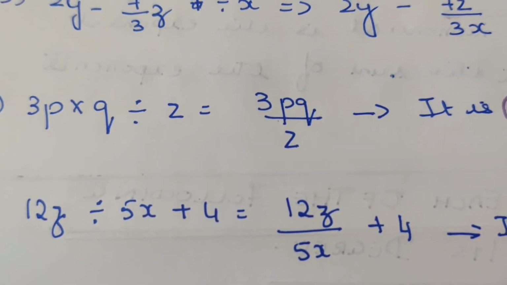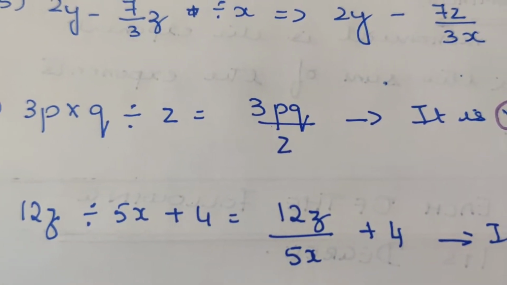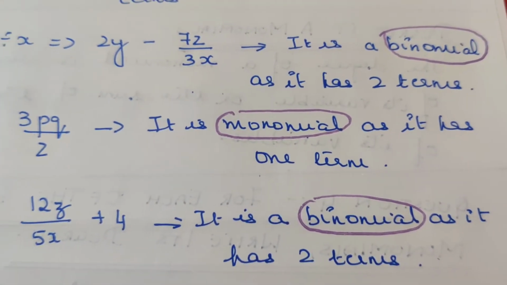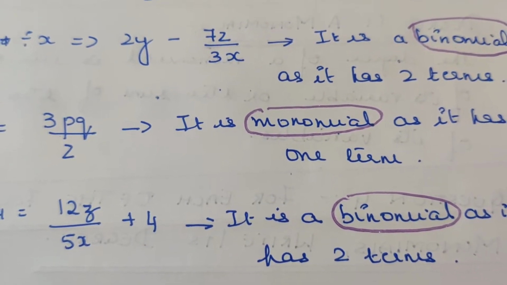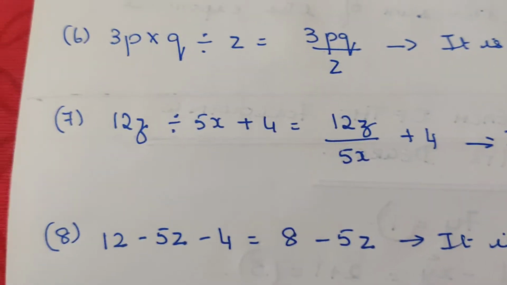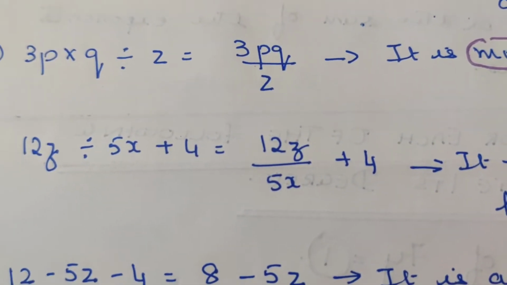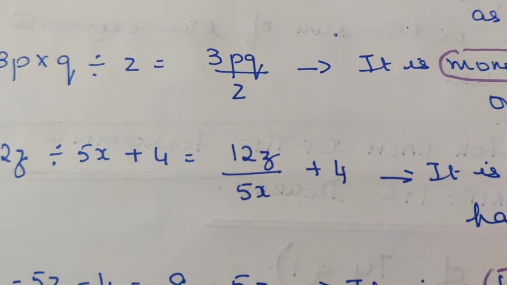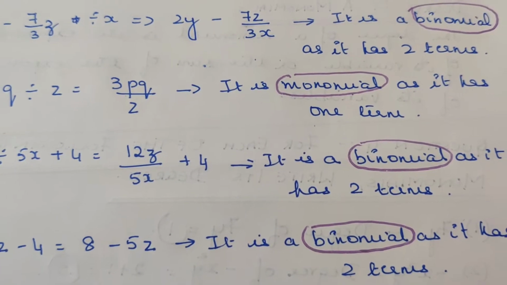Next one, 3p into q divided by z. This is nothing but 3pq by z. So this is a monomial since it has only one term. Next one, 12z divided by 5x plus 4. It becomes 12z by 5x plus 4. So now you can understand you just have 2 terms here. So it becomes a binomial.